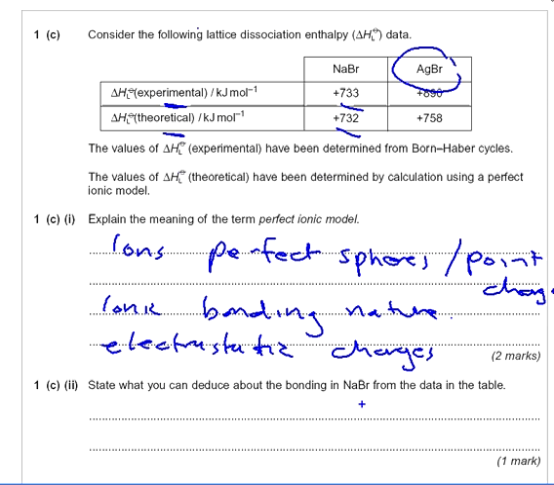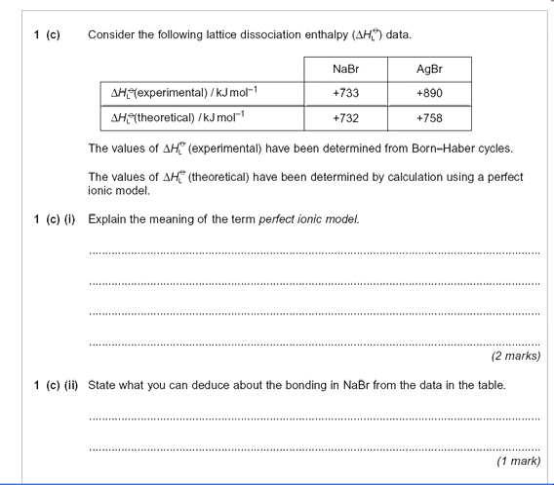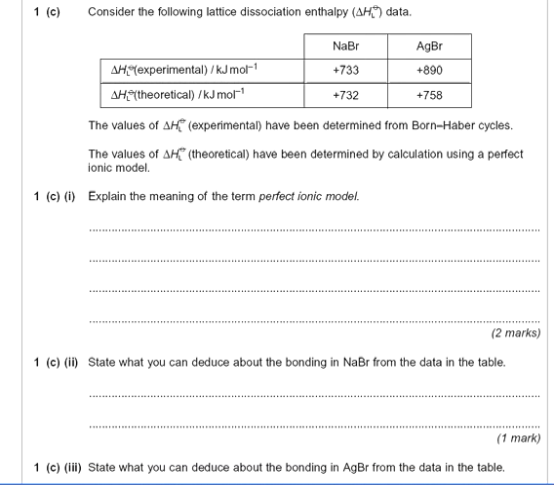1C2: state what you can deduce about the bonding in sodium bromide from the table shown. Well, if we look at NaBr, sodium bromide here, as I said at the start of the video, the values are very, very similar. So what we can say is sodium bromide shows only ionic bonding. Okay, let's just switch this pen off and scroll down.